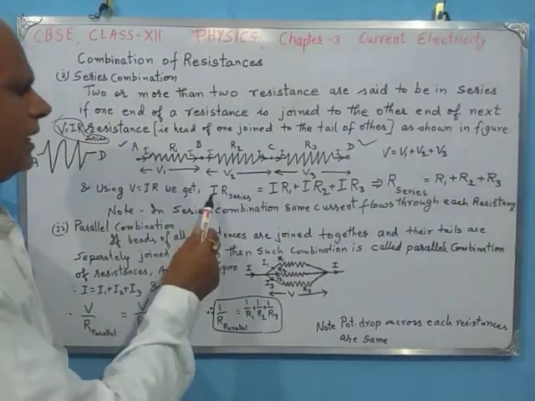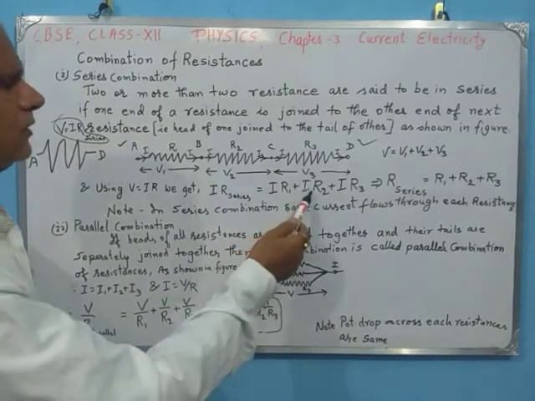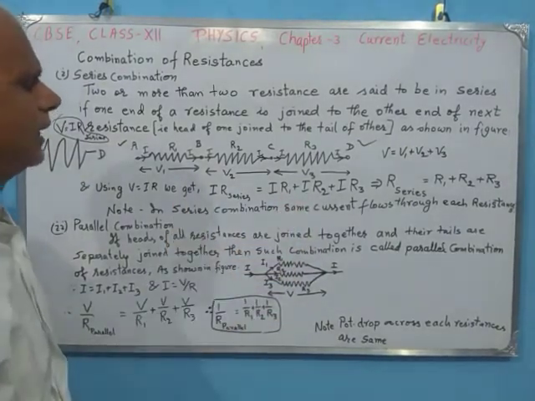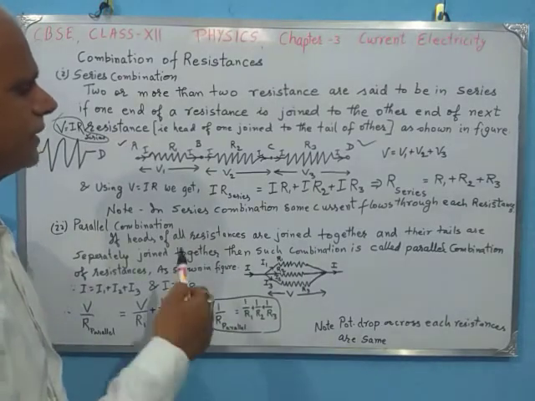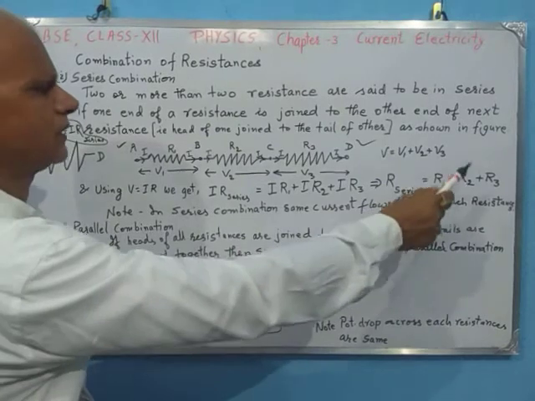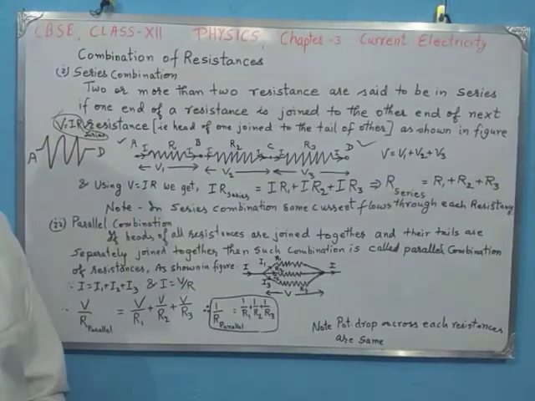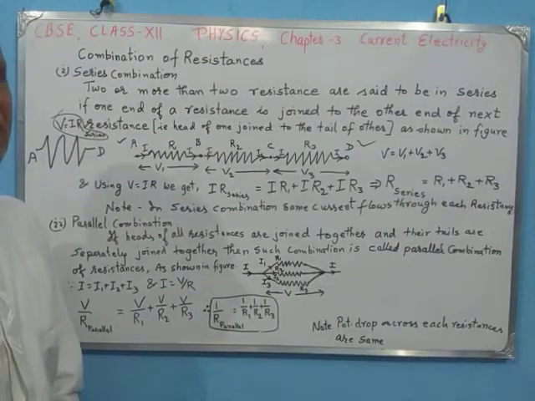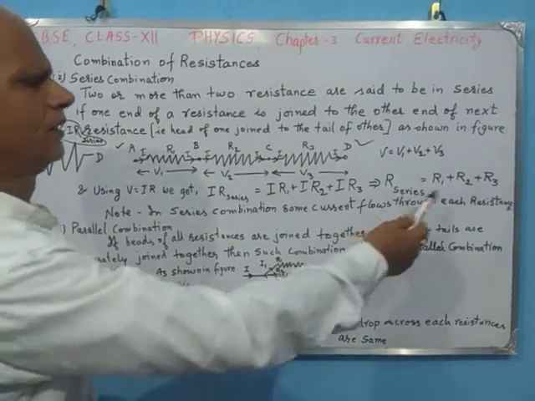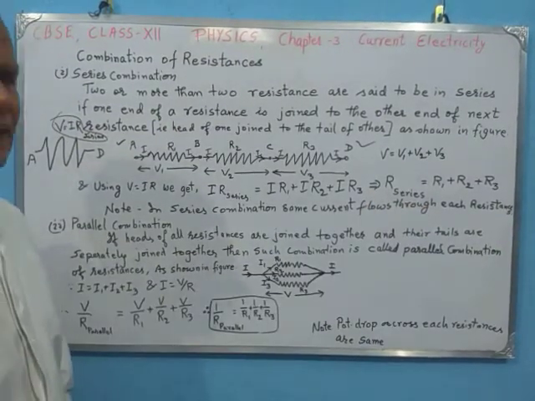So when we take I common on the right hand side, it cancels with the I on the left hand side, and we are left with R series is equal to R1 plus R2 plus R3. So this is the expression for the equivalent resistance of the series combination if there are three resistances connected in series.